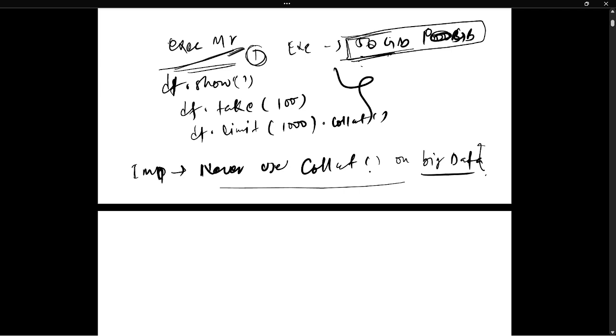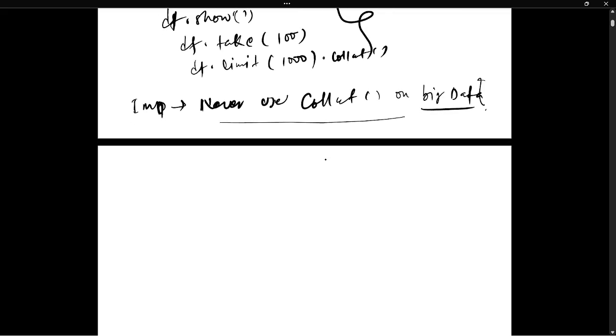Now let us understand the second point, which is the issue of larger broadcast. Larger broadcast is basically an executor memory issue.